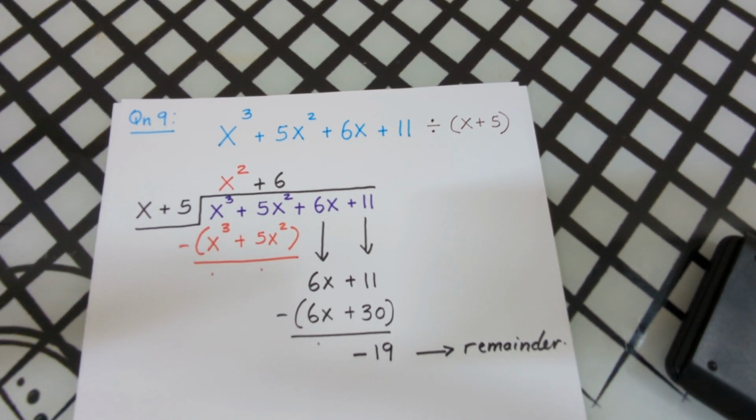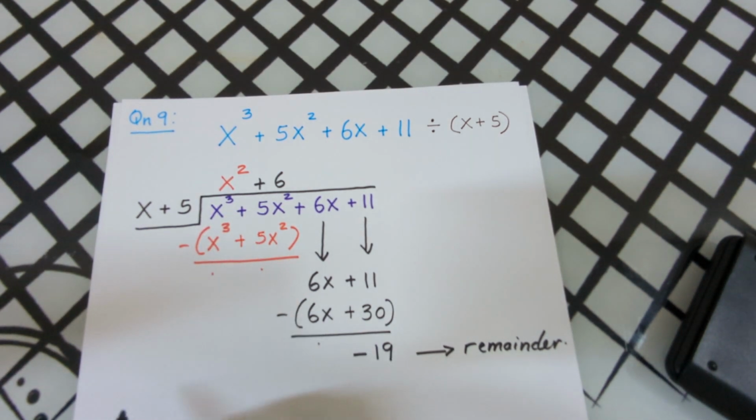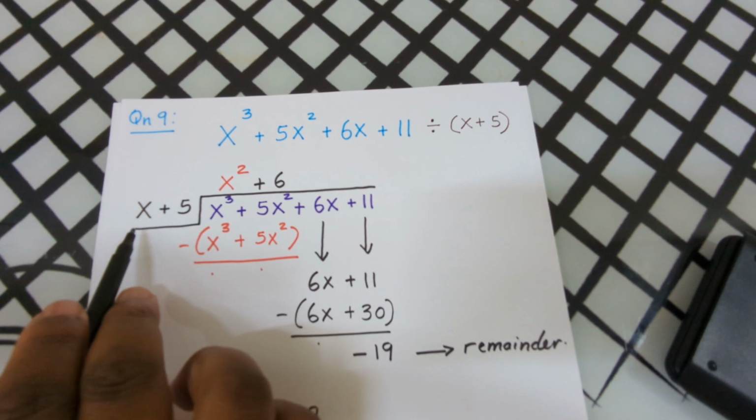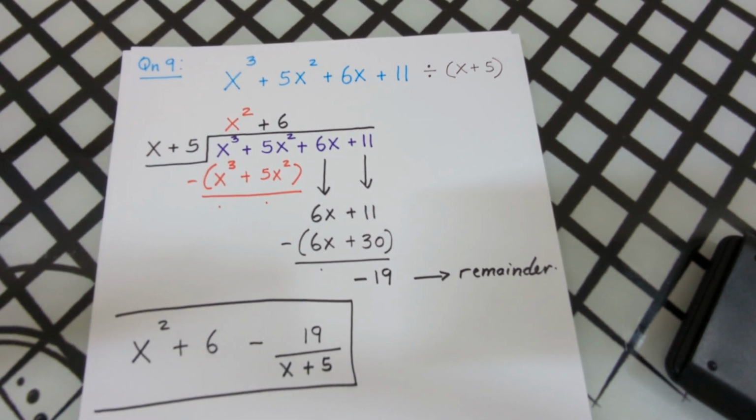Now let's write our final answer with our remainder. So our quotient, the answer that we got, was x squared plus 6. So it will be x squared plus 6 with a remainder of negative 19, so it will be minus 19 divided by the divisor, which is x plus 5. So this becomes our final answer for question number 9. Now let's move on to the next question.